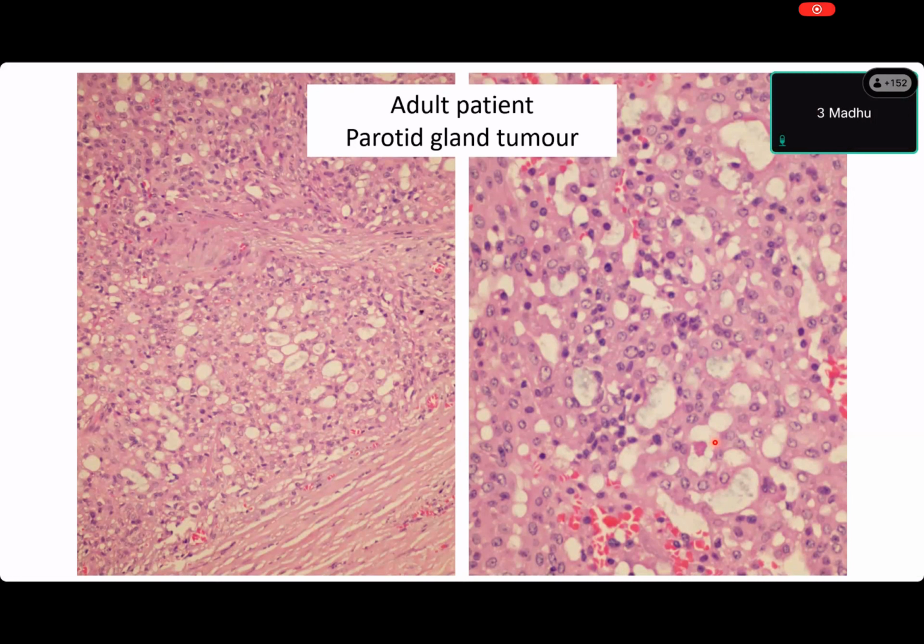Good. Adult patient with parotid gland tumor. In the first picture, we can see there are microcystic spaces. Very good. Excellent. So you've seen the microcystic spaces. And where are the spaces?